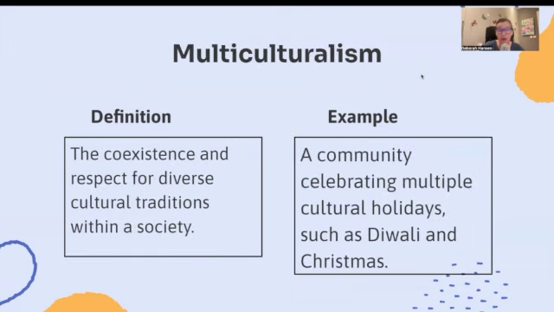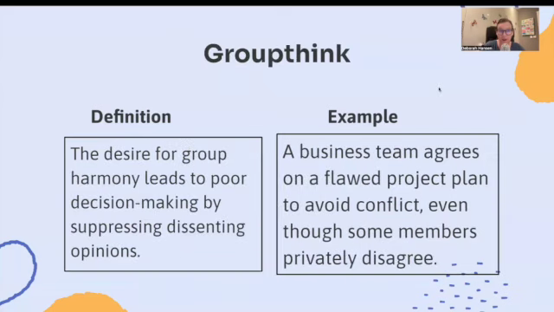Multiculturalism. The coexistence and respect for diverse cultural traditions within a society. For example, a community celebrating multiple cultural holidays such as Diwali and Christmas. Groupthink. The desire for group harmony leads to poor decision making by suppressing dissenting opinions.